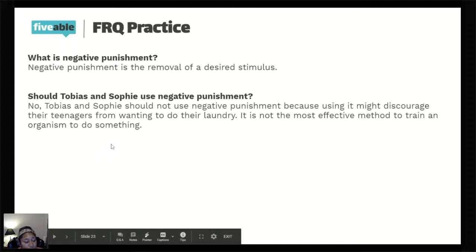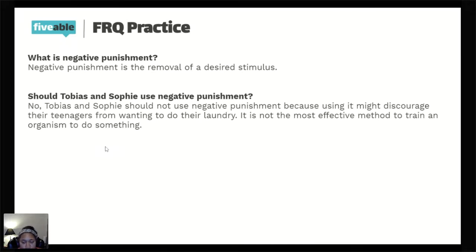No. Tobias and Sophie should not use negative punishment because using it might discourage their teenagers from wanting to do their laundry. It is not the most effective method to train an organism to do something. Remember earlier in the other slide, we had another term that led to an undesired stimulus. Negative punishment helps an organism avoid a behavior. So positive punishment and negative punishment both help an organism to avoid a behavior. But in this case, we want an organism to do a behavior, so it's not the best method to use a punishment.